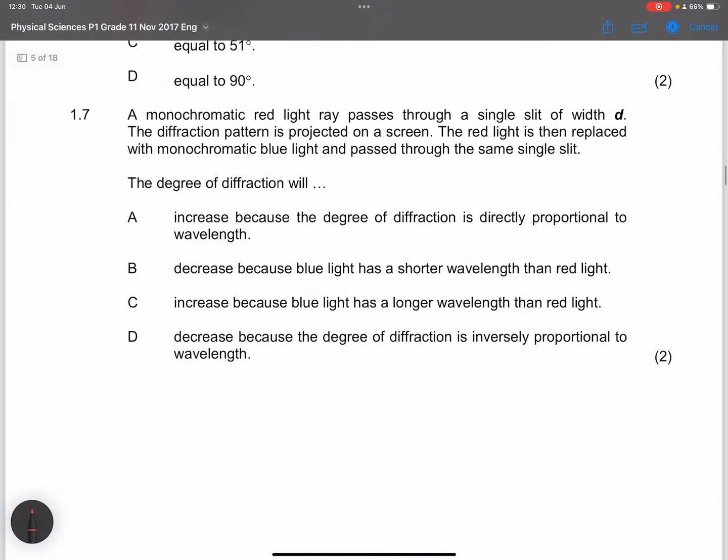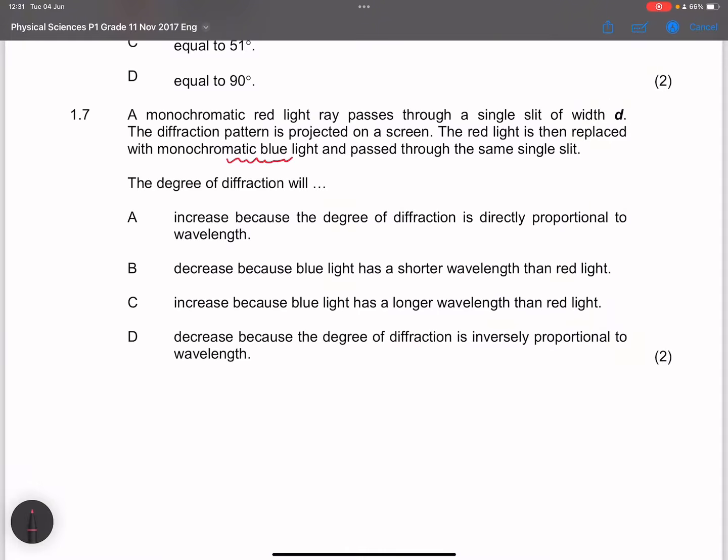Right, now the next question, they say a monochromatic red light passes through a single slit of width d. Right, they say the diffraction pattern is projected on a screen. The red light is then replaced with monochromatic blue light. Now note, what are we doing? We're taking light with a longer wavelength. We are substituting it with a light that has a shorter wavelength, right? And they say the degree of diffraction will.